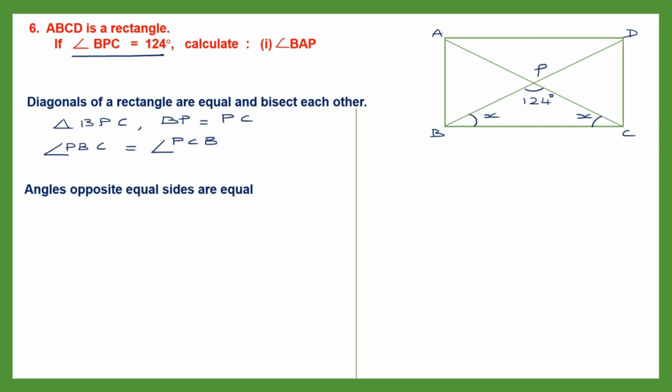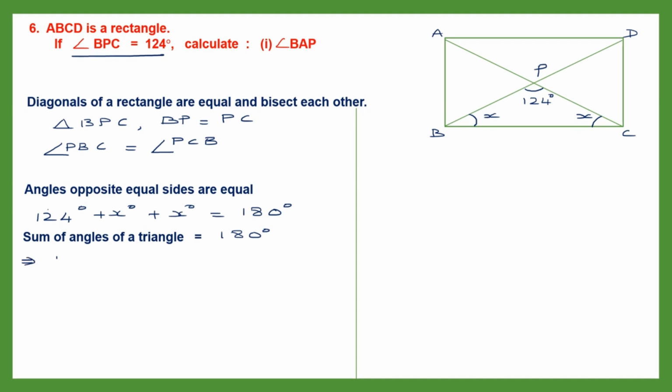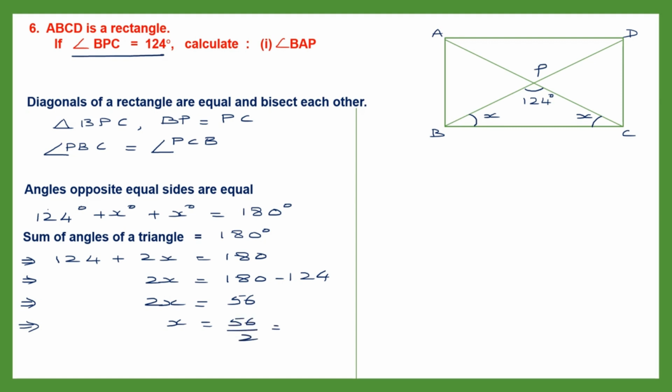And we also know the property of sum of angles of a triangle is equal to 180 degrees. So we can write that. That means we can say 124 degrees plus x degrees plus x degrees is equal to 180 degrees. Now how do we know this? Sum of angles of a triangle will be equal to 180 degrees. So let's simplify that. So that will become 124 plus 2x is equal to 180. So now we can find the value of 2x. 2x is equal to 180 minus 124. Now how much is that? 2x is equal to 56. So now we can find the value of x. X is equal to 56 by 2, which is 28 degrees.